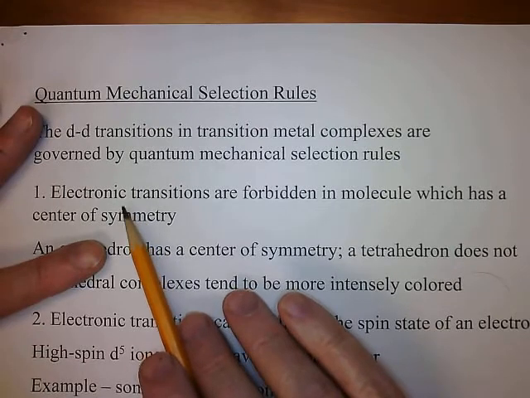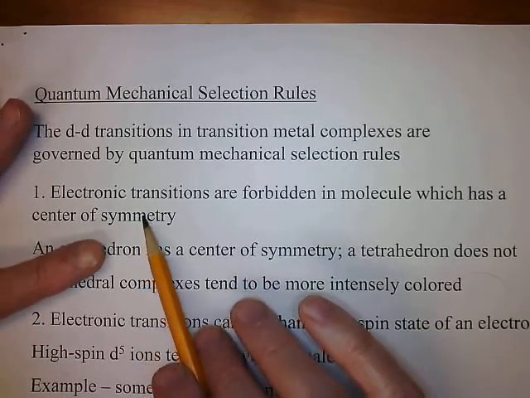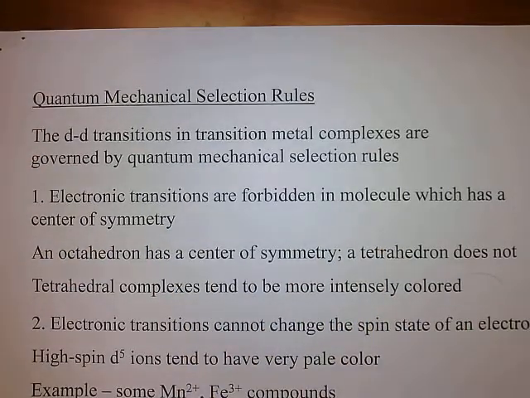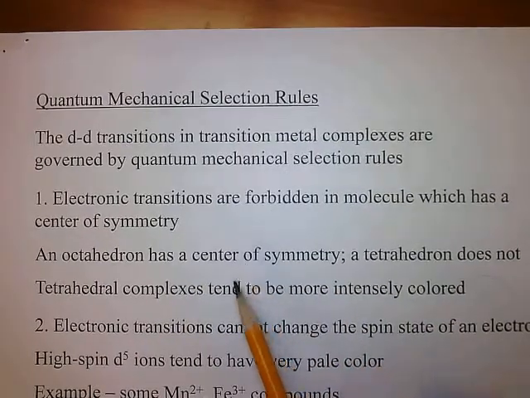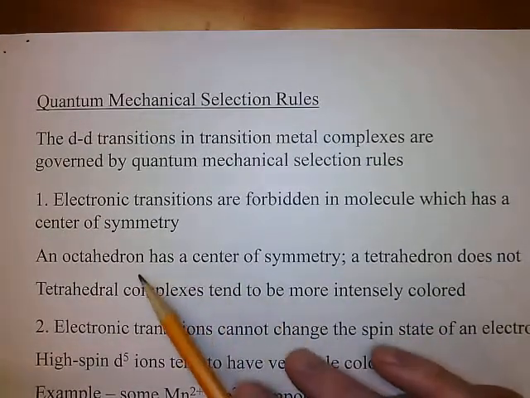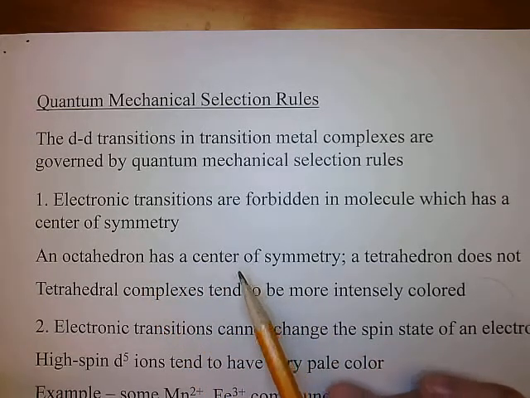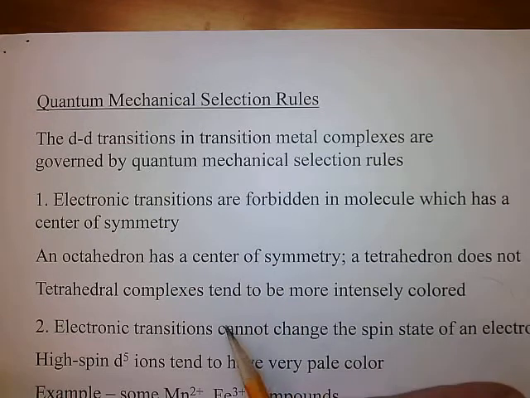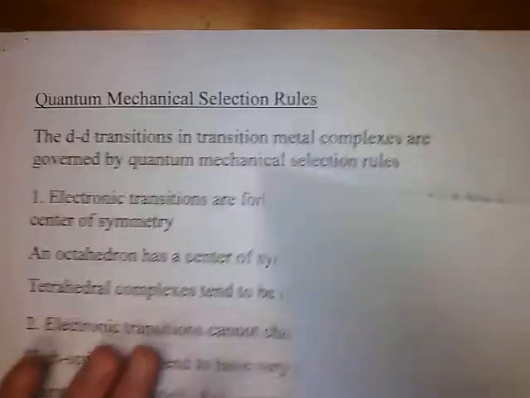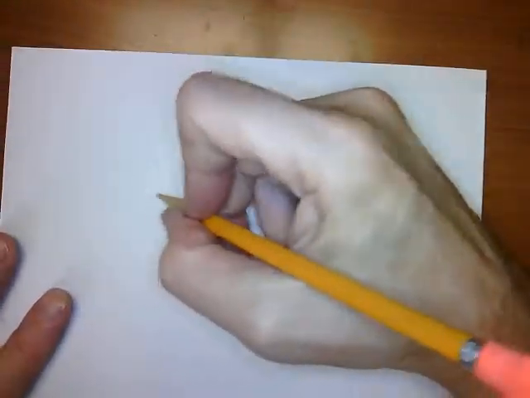First of all, it says that electronic transitions are forbidden in a molecule that has a center of symmetry. An octahedron has a center of symmetry. A tetrahedron does not. So technically, those d-d transitions that give rise to these colors are forbidden in an octahedral compound, and not forbidden in a tetrahedral. So the tetrahedral compounds tend to be more intensely colored. So what do we mean when we say it has a center of symmetry?